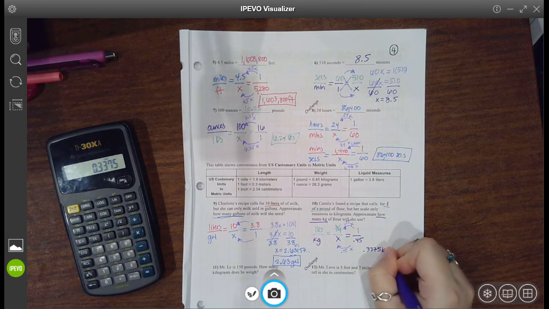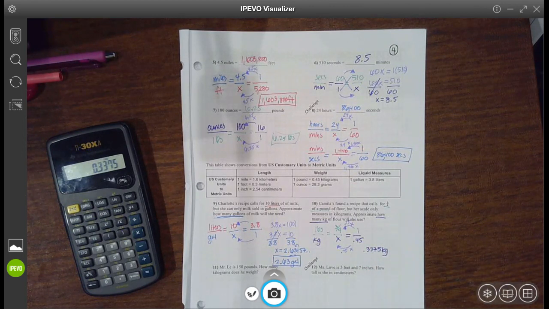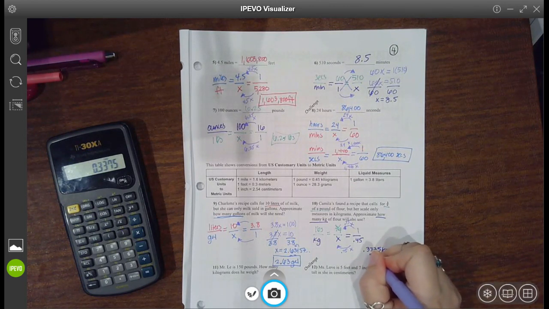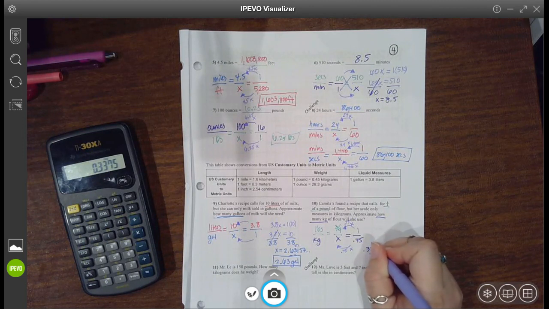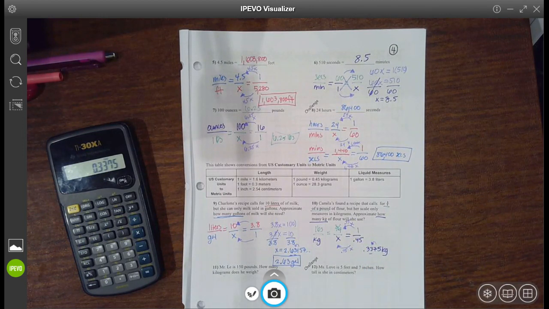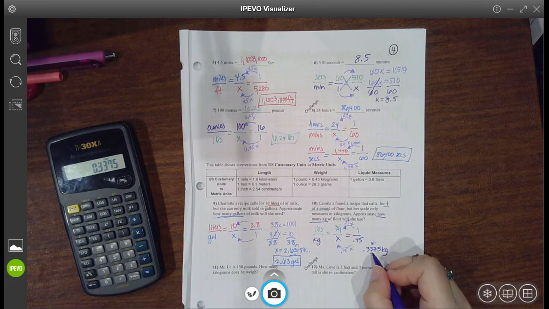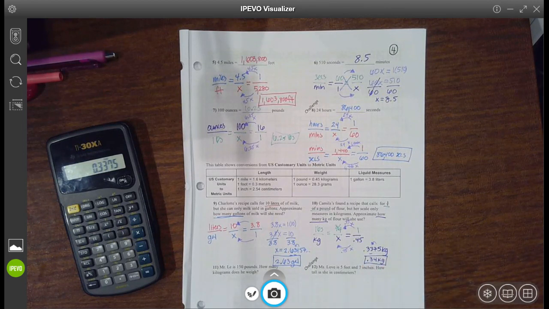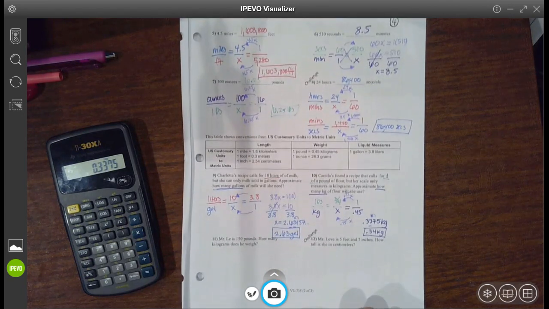0.3375 kilograms. Now, technically, I would have left it like that, but it said, if needed, round it to the 100th. So let's do that. And you have the 7 tells the 3 to go up. So it's 0.34 kilograms. Personally, in my opinion, I would have kept it like that, 0.3375 kilograms. The rounding is only if it keeps going and going and going in your calculator, but just my opinion.